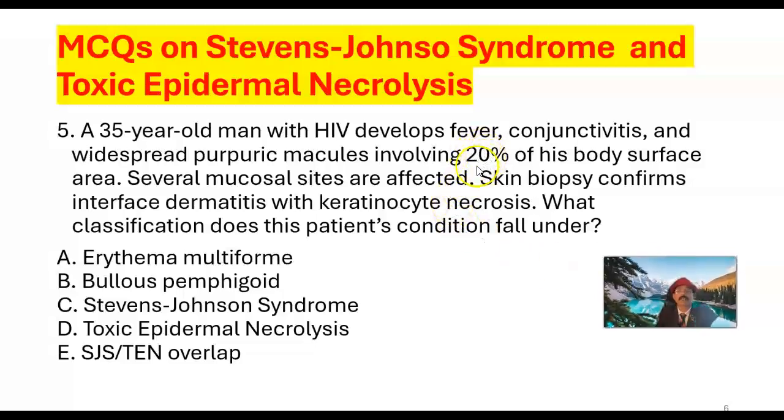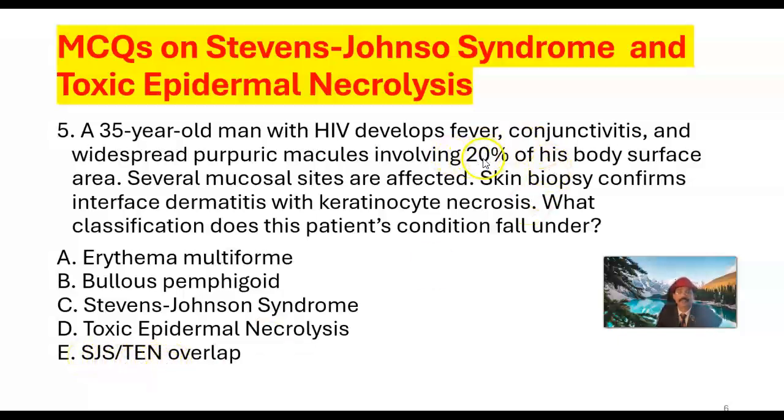So here 20% body surface area is affected. These are the choices: erythema multiforme, bullous pemphigoid, Stevens-Johnson syndrome, toxic epidermal necrolysis, E. Stevens-Johnson syndrome and toxic epidermal necrolysis overlap. Our answer should be, from this case history, E. Stevens-Johnson syndrome and toxic epidermal necrolysis overlap.